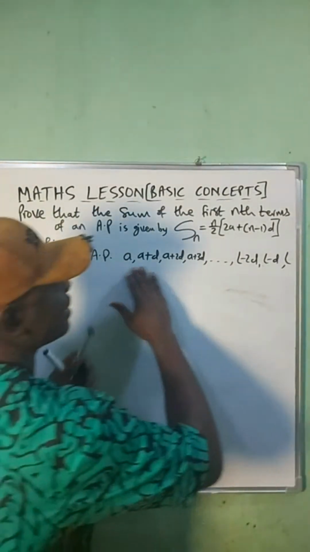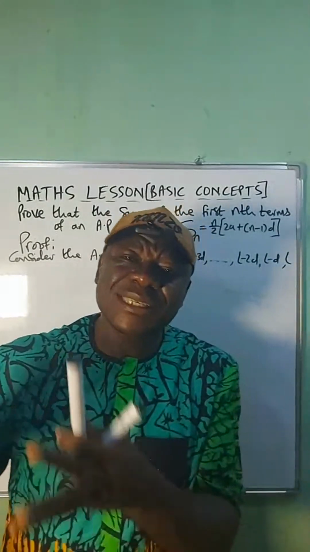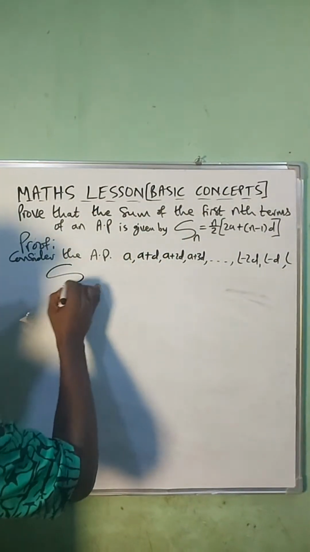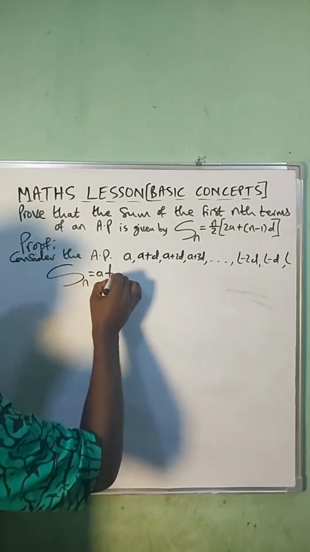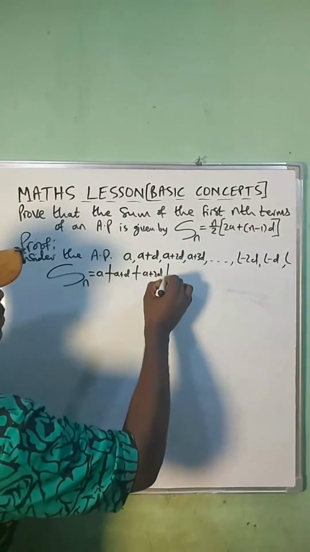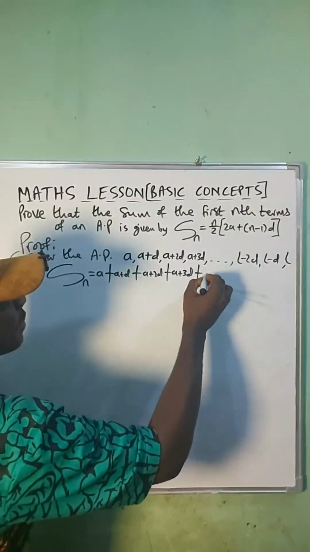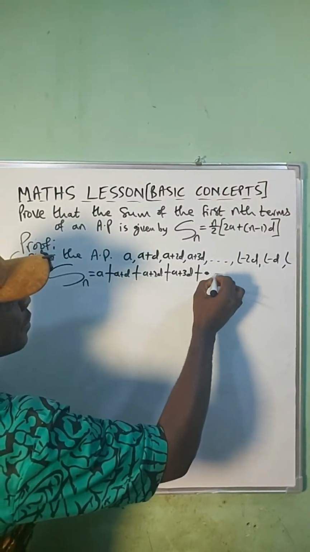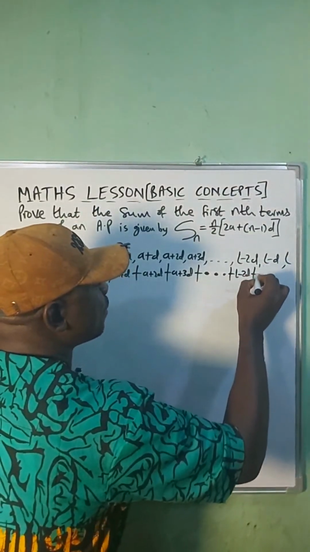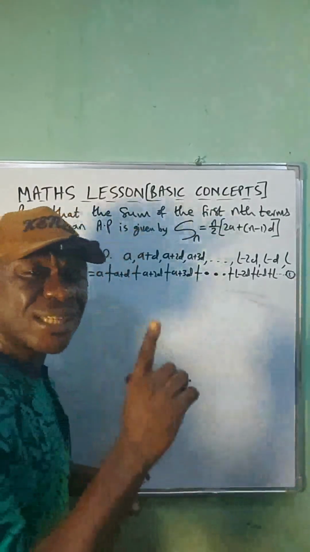So this is a sequence. Now I want to make it to be a series. What is a series? Series are terms in a sequence that have been added up together. So the sum of the first n terms will be a plus a plus d plus a plus 2d plus a plus 3d plus this ellipsis, plus L minus 2d plus L minus d plus L. I'll label this one equation 1.